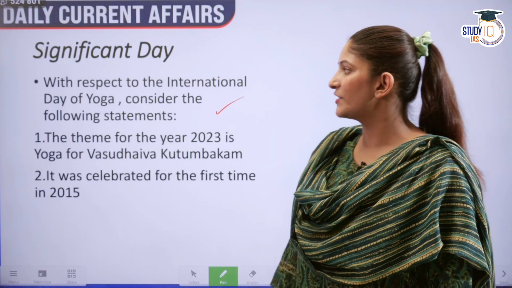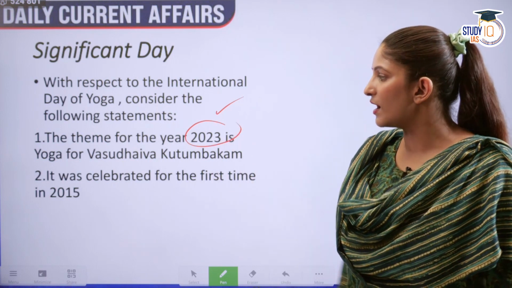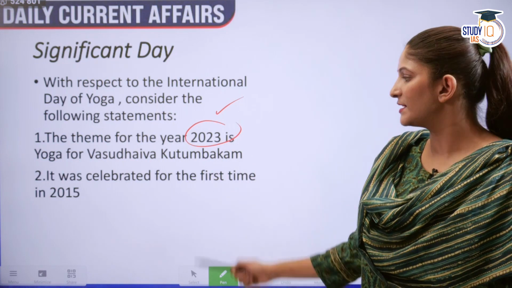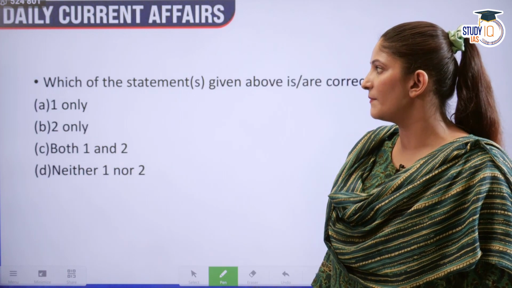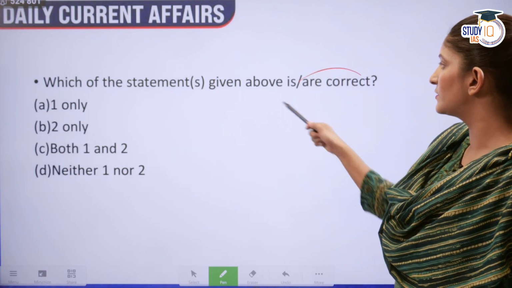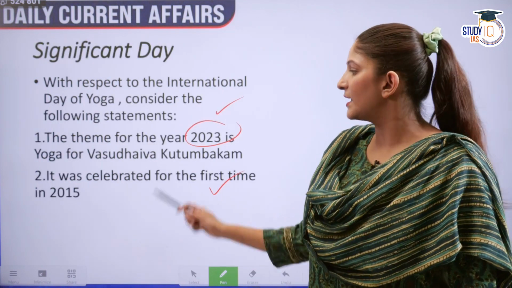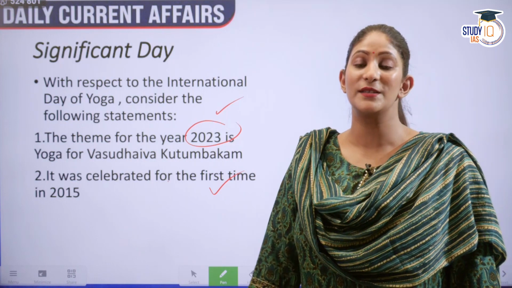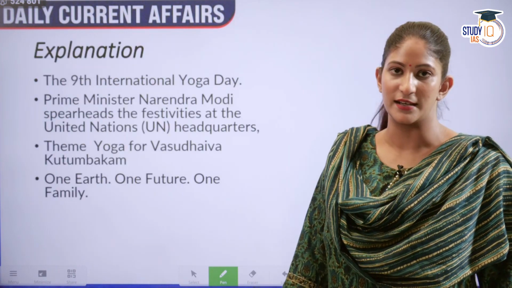With respect to the International Day of Yoga, consider the following statements. The theme for the year 2023 is Yoga for Vasudhaiva Kutumbakam. It was established or celebrated for the first time in 2015, the International Day for Yoga. Which of the statements given above is or are correct? So first statement is definitely correct. And second is also correct. We are observing the 9th International Day for Yoga. Both are correct. Both 1 and 2 is the correct answer.